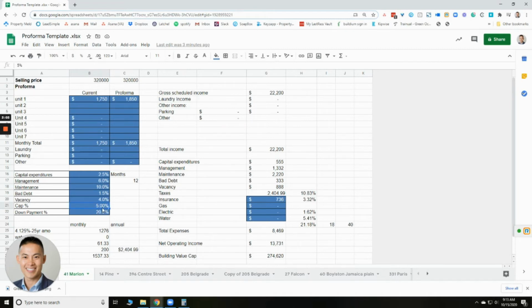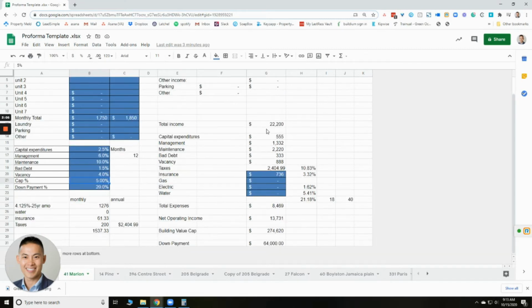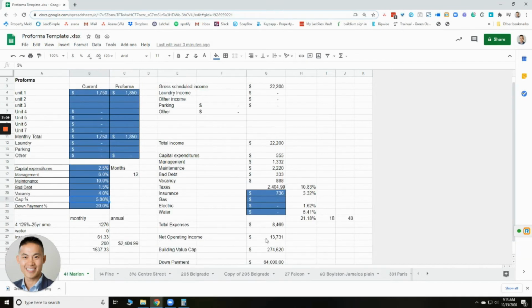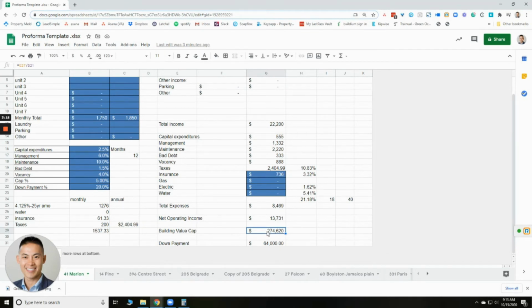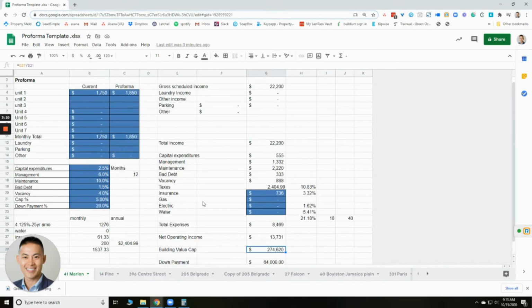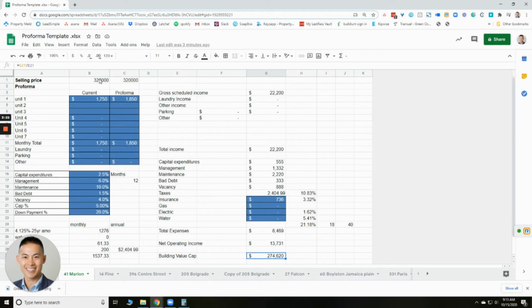Then this is a cap rate. And what a cap rate is, after you've calculated out all your expenses, you're going to have the income minus the expenses, which is your NOI. The NOI divided by this cap rate is going to be the building value. So in this case, at 5% cap rate, it is lower than the $320,000 that I would pay for it, so I would not buy this property. However, if the property was $250,000, it would be worth it if I required that cap rate.